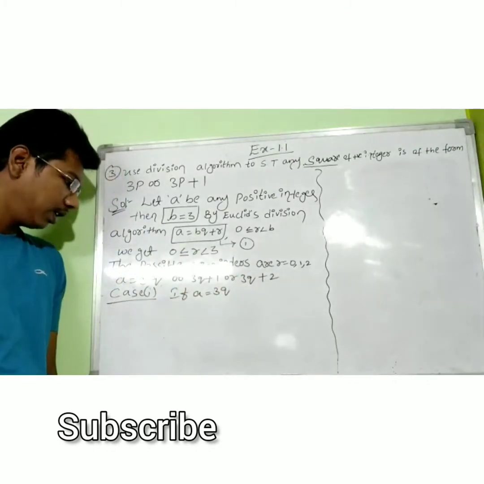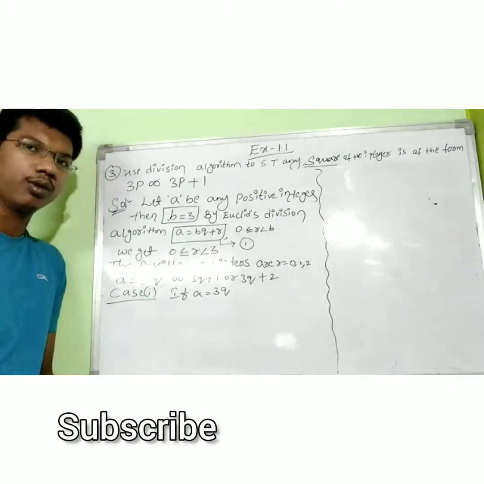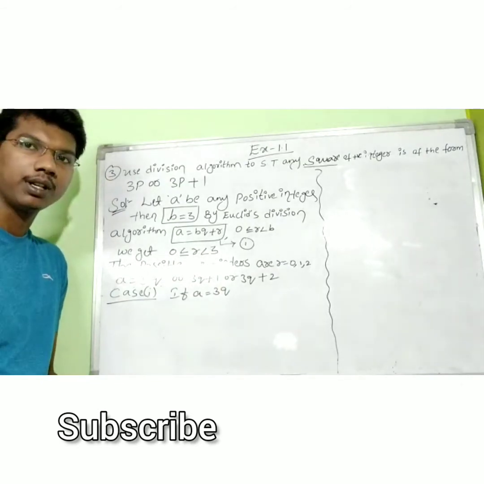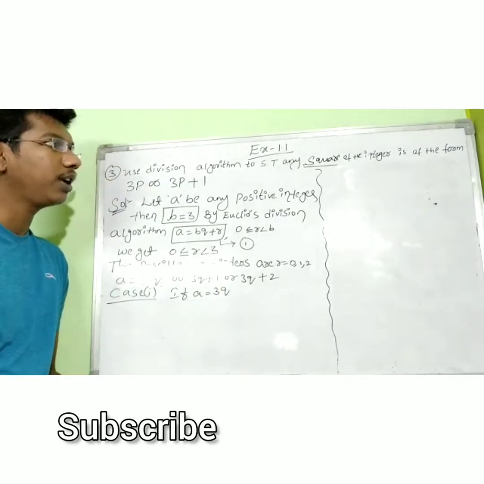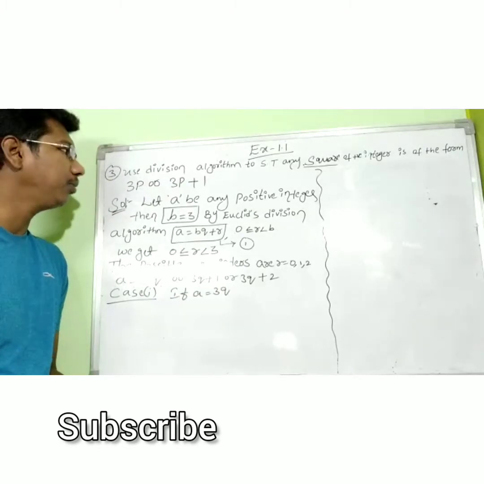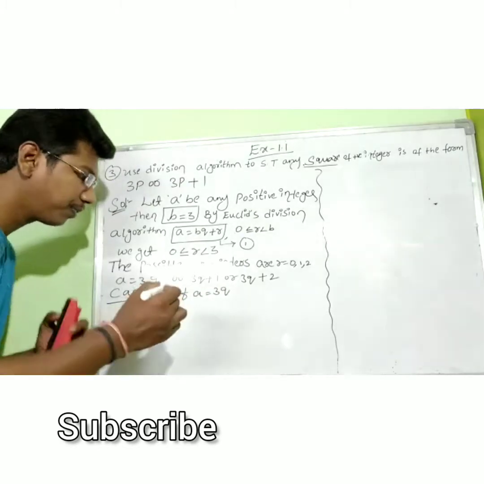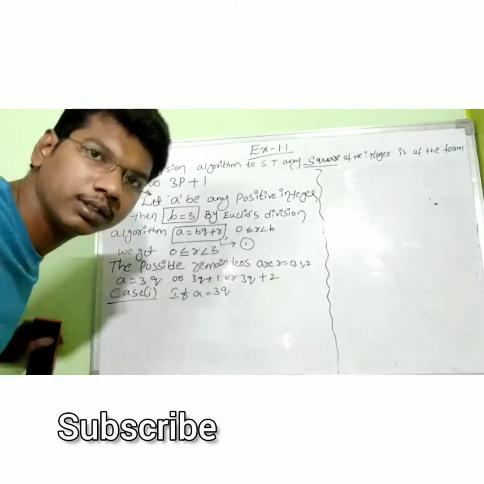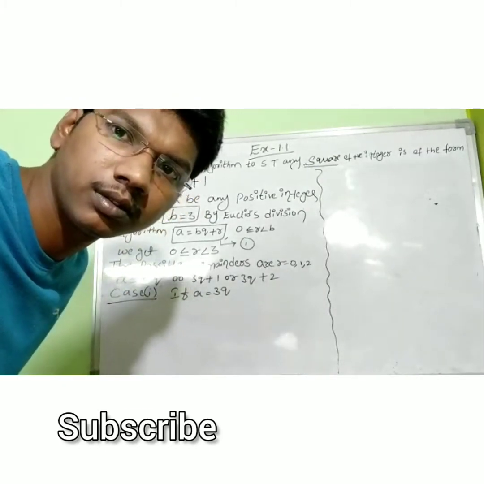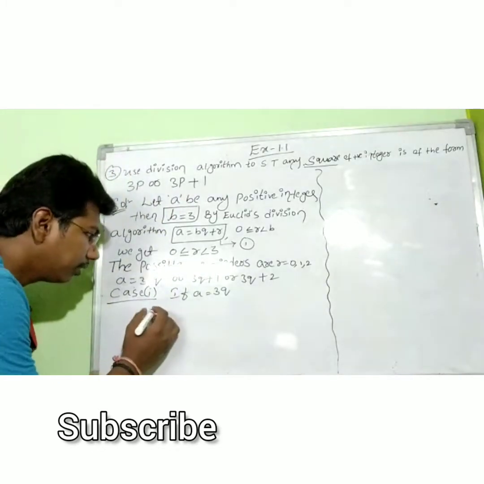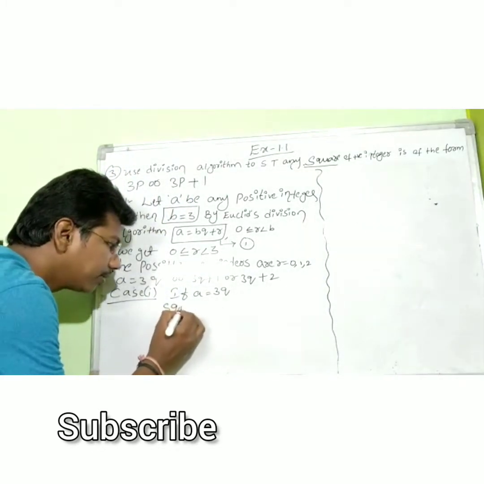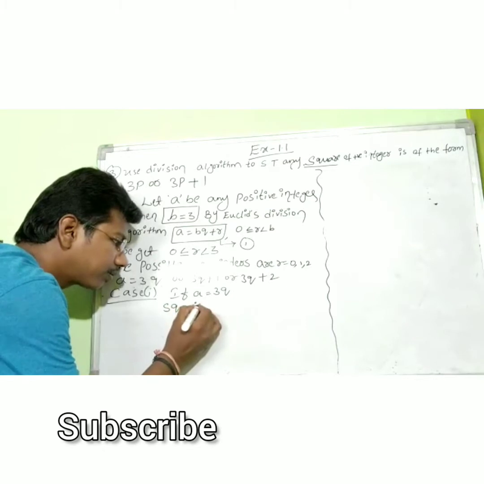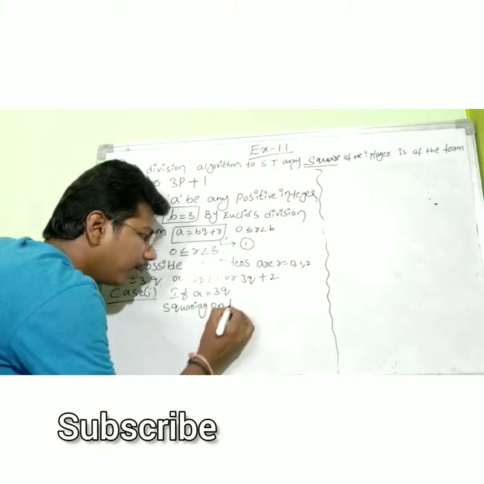Case 1, if a is equal to 3q. Here in the question it is clearly mentioned, we have to prove that the square of any positive integer is of the form 3p or 3p plus 1. Now square, here case 1 is if a is equal to 3q. Now apply squaring on both the sides.